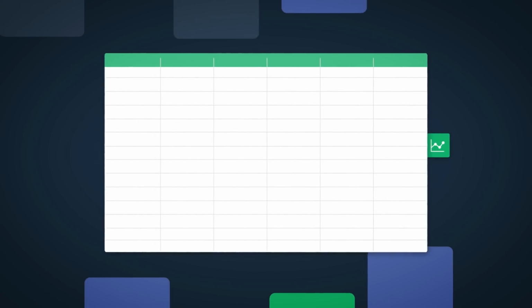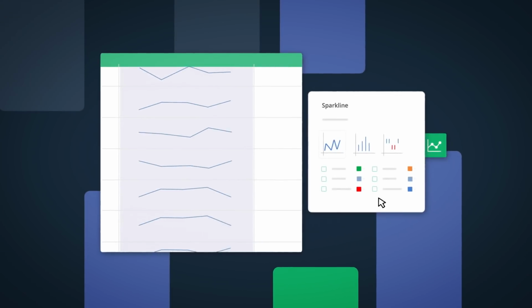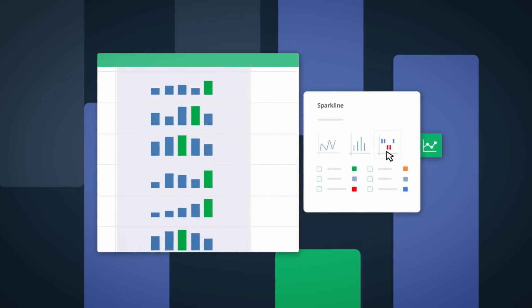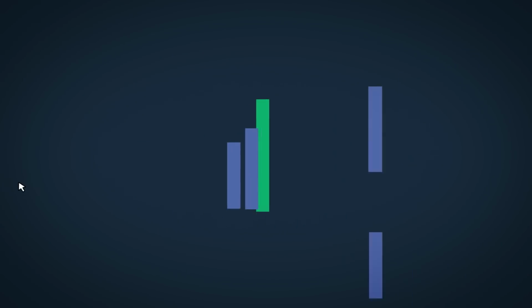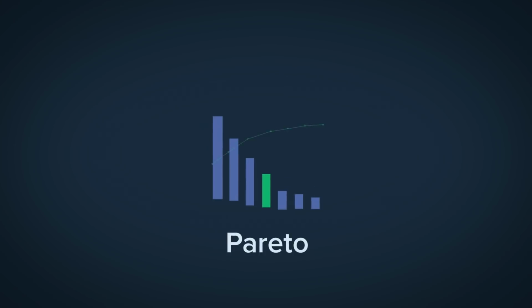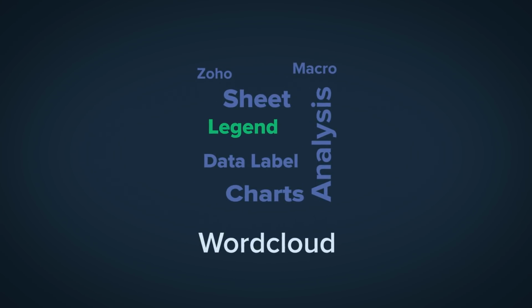We've also added Sparklines, the cell-level graphs that help analyze trends alongside your actual data, and three new chart types, Histogram, Pareto, and Word Cloud.